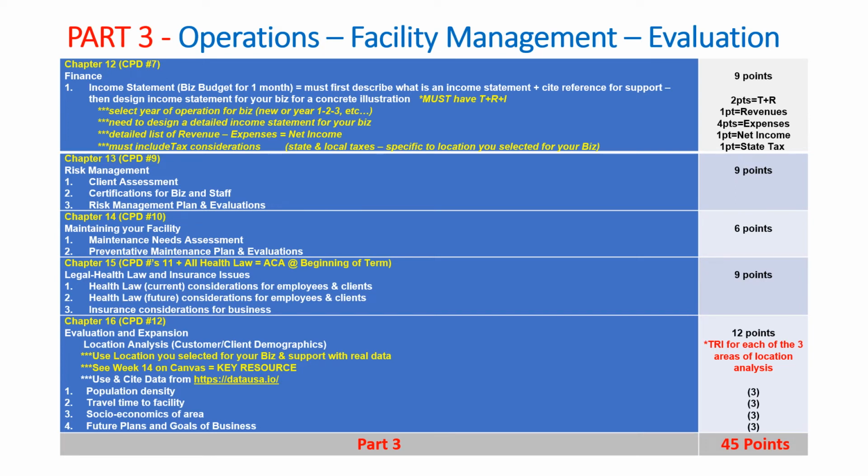Second, you need TRI where you talk about travel time to your facility. Again, looking at data that supports the importance of what that is and how you get there. Number 3 then is the socioeconomics of the area. Again, using real data and statistics to get TRI for that. And then last, look at some future plans and goals of your business. Again, TRI for that. You can see this is 43 total points, so it's a really important section. But again, all of this has been worked in some form or fashion previously from projects or quizzes or your discussions, and you need to just shape and refine it a little bit.